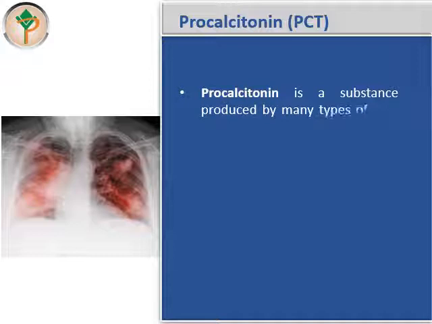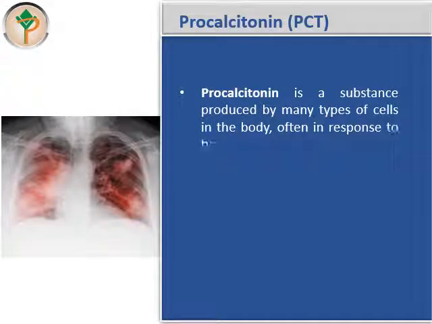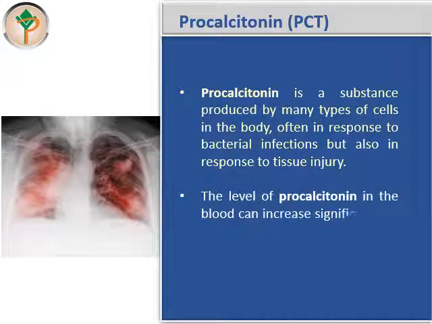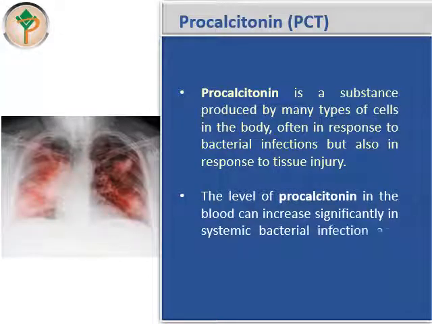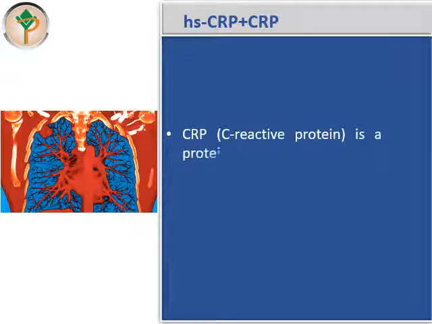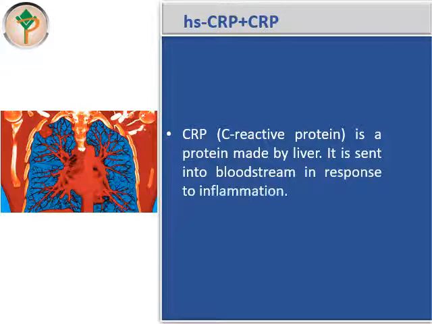Procalcitonin is a substance produced by many types of cells in the body, often in response to bacterial infections, but also in response to tissue injury. The level of procalcitonin in the blood can increase significantly in systemic bacterial infection and sepsis. CRP, that is C-reactive protein, is a protein made by the liver. It is sent into the bloodstream in response to inflammation.